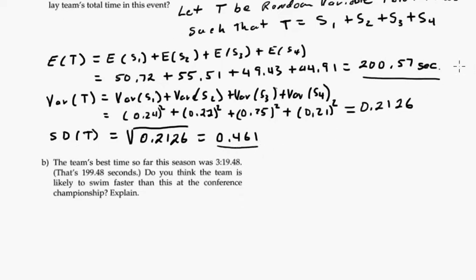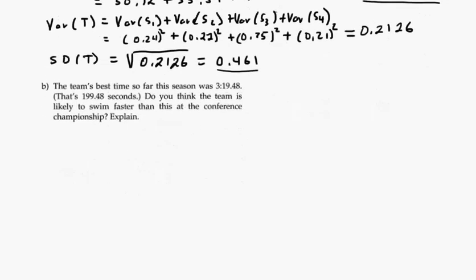Let's look at part B. Now the team's best time for this season is 199.48 seconds. Do you think the team is likely to swim faster than this at the conference championship?